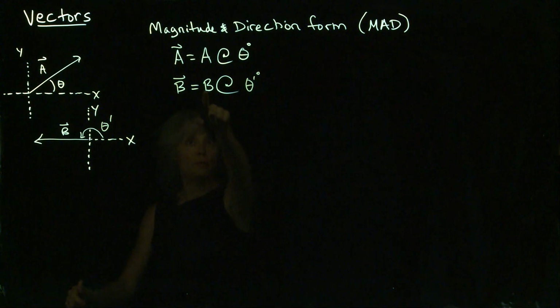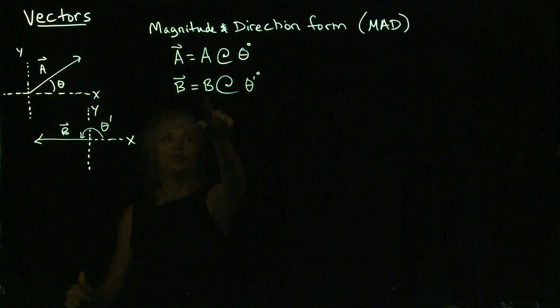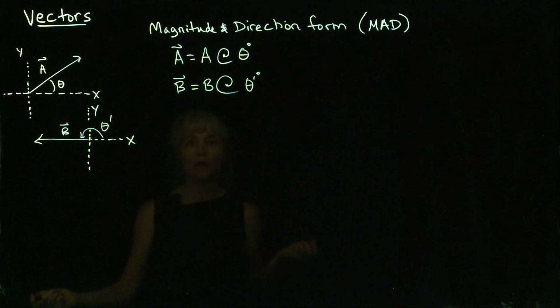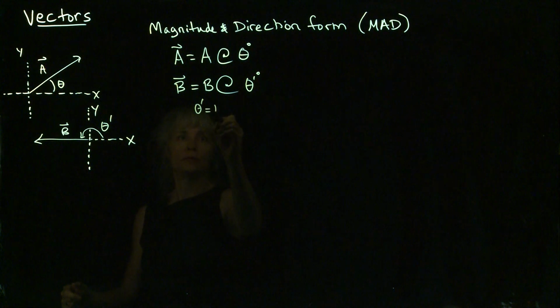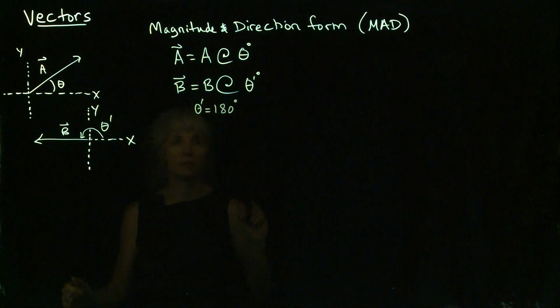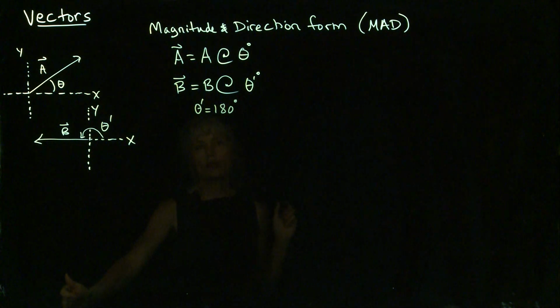Again, notice that B doesn't get a negative sign. It's just some magnitude at some angle, and in this case that would be 180 degrees. So here theta prime is going to be equal to 180 degrees. This is the magnitude and direction form of expressing a vector.